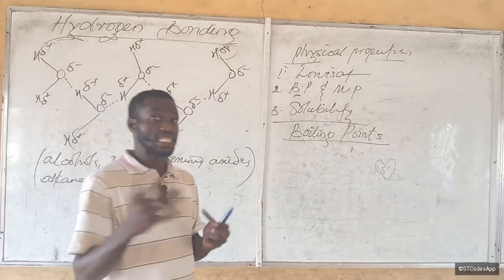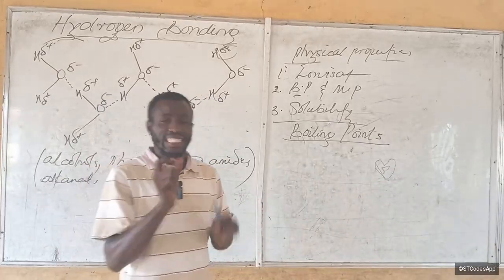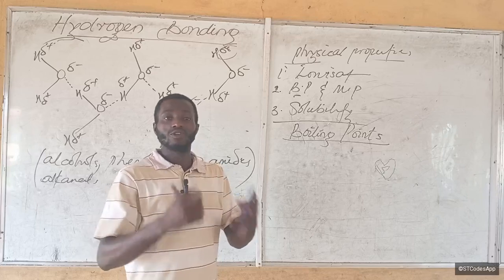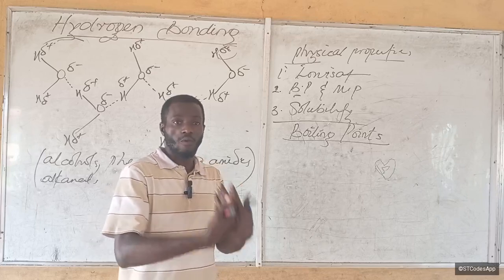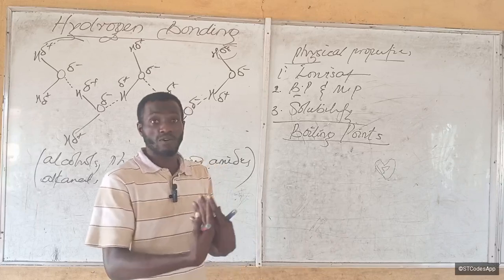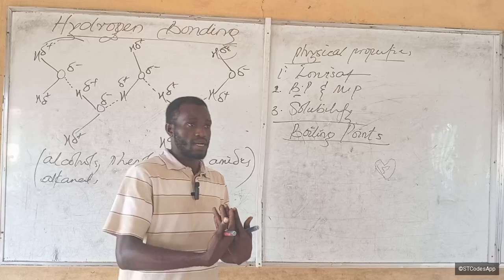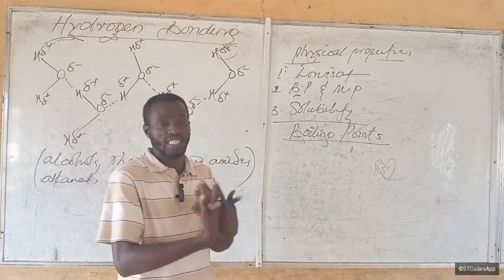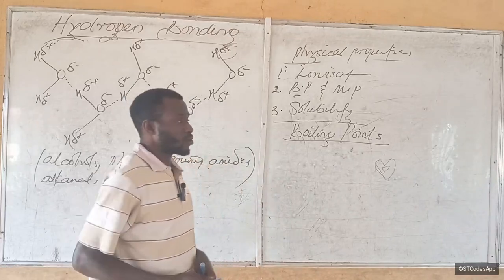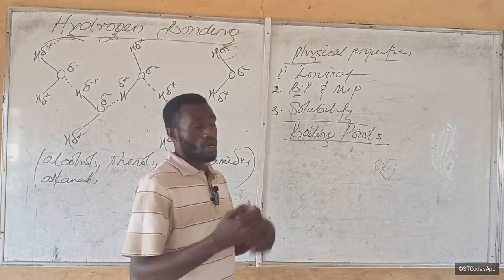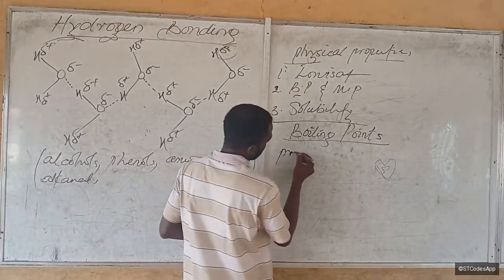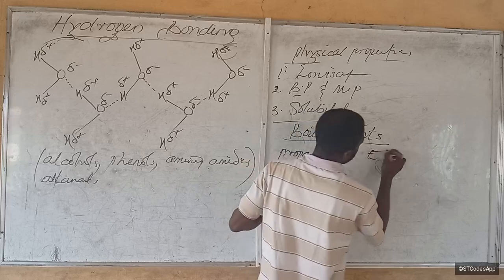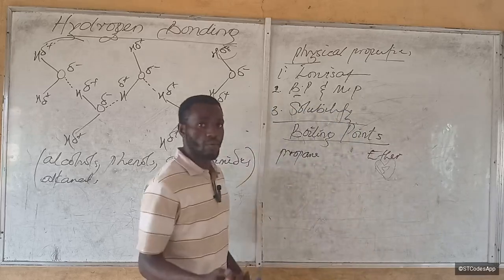Now, you can understand that organic compounds that have nearly equal molecular weight are going to have almost the same boiling point, right? For example, in alkanes, the boiling point increases as you go down the group. The boiling point increases with the molecular weight. So for example, let's compare propane and ether in their boiling points.